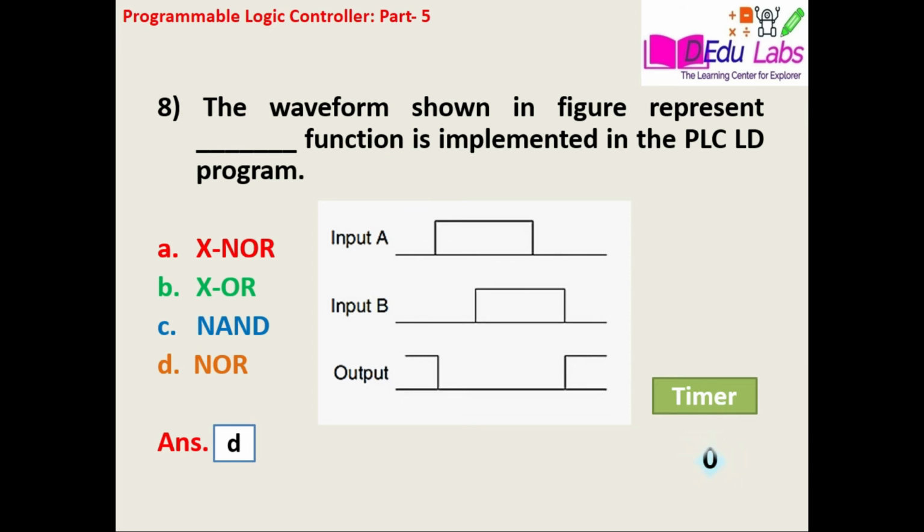Now in the second case, when input A is high and input B is low, the output is low. In the third case, when input A is high and input B is also high, at that time output is low. In the fourth case, input A is low, input B is high, and the output is low. And finally, input A is low, B is low, and output is high. So it looks like NOR function. So here the answer is option number D, that is NOR.